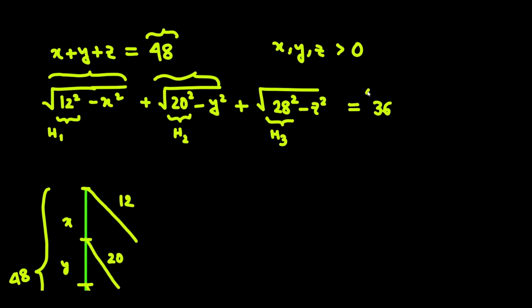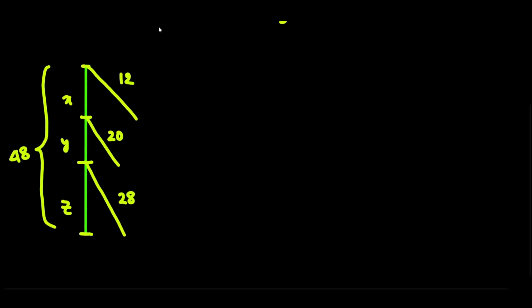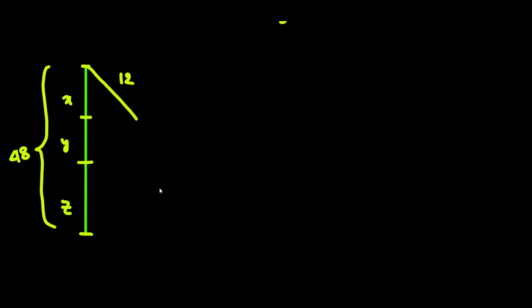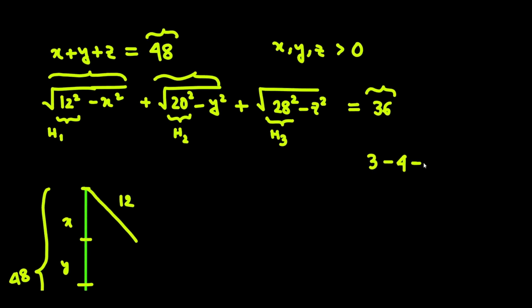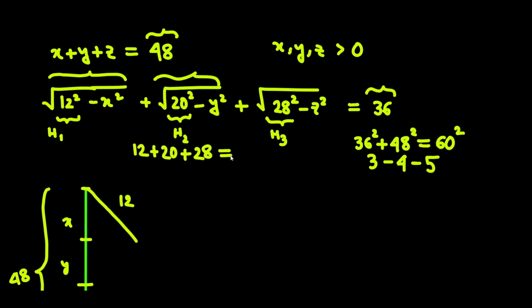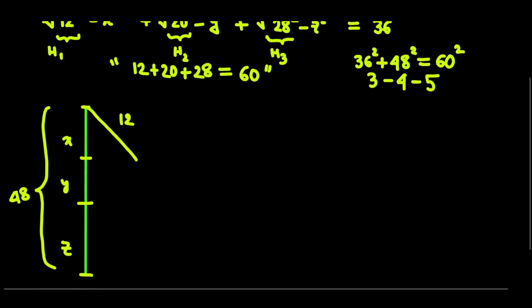48 and 36. Okay, 48 and 36. There is something very fishy about them. I have talked about the 3, 4, 5 right angle triangle in many of my videos. And if you observe carefully, this 36 is the 3 here. I mean, if we do 36 square plus 48 square, we'll get 60 square. And adding 12 plus 20 plus 28 gives us 60. Okay, I guess very few people could have got the hint.